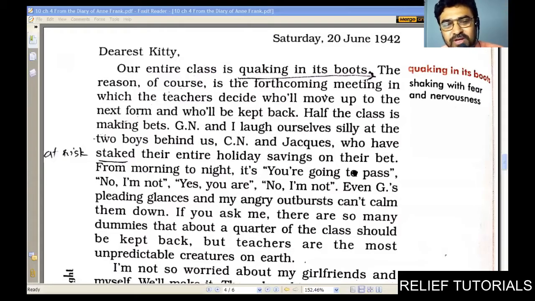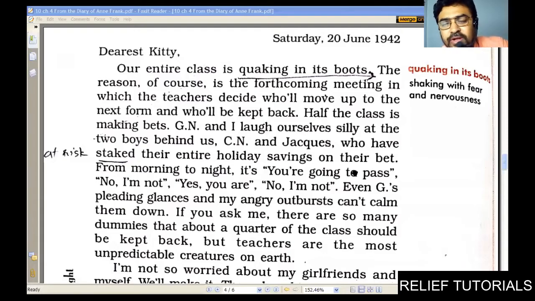Normally, boys are not good at studies. That is thought by the girls, and somewhere they are also right. But here, these two girls are actually making fun of the boys, namely CN and Jackass. One name is kept secret, and another one is revealed. They might not have any issue with that. "CN and Jackass staked their entire holiday savings on their bet." They had already gone for a bet on who will pass and who will not.